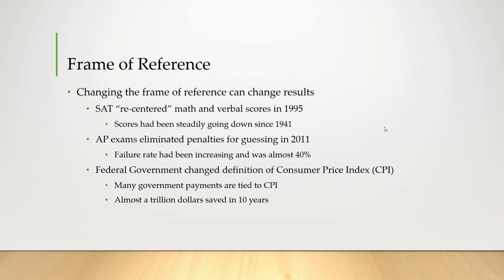So what we were telling young students was that your guesses are worse than you just not even answering. So they eliminated those penalties. So now it encourages somebody to make a guess, an educated guess on an answer, rather than just leaving it blank. And then the consumer price index. Many government payments are tied to the consumer price index. By just changing the definition of what the consumer price index was, we saved almost $1 trillion in 10 years.